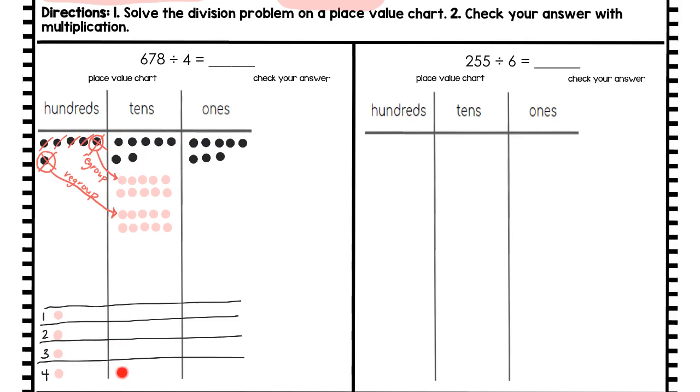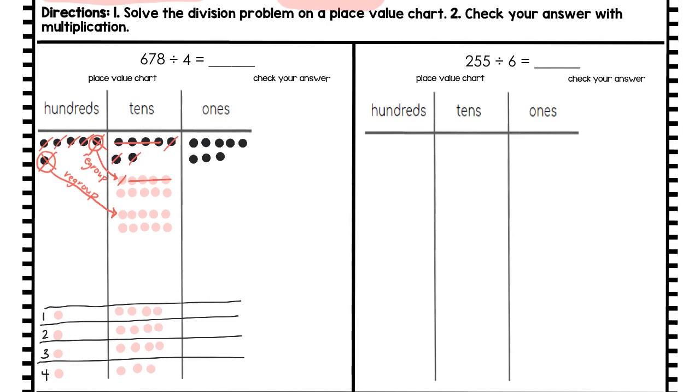Can I put 27 into 4 groups? Yes. 1, 2, 3, 4. I've used 4. I can keep going. 5, 6, 7, 8. Used 4 more. 9, 10, 11, 12. There's 4 more.